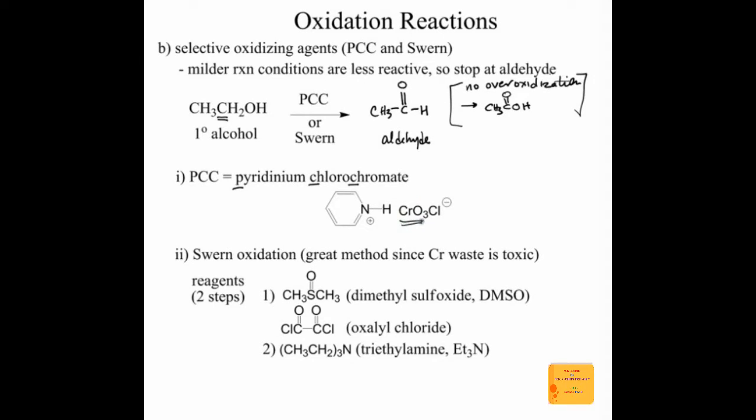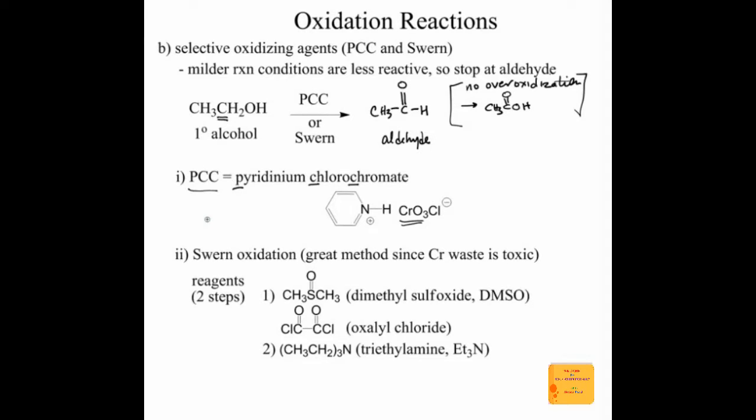We still have the CrO3 component, but rather than mixing it with a strong acid like H2SO4, we're going to mix it with this pyridine salt, and it's going to change the reactivity and make it able to stop at the aldehyde. So you should get used to recognizing this reagent as an oxidizing agent. But very often you'll see it just written as PCC. It's very commonly written that way because that's how it's known. It's an abbreviation for the reagent itself.